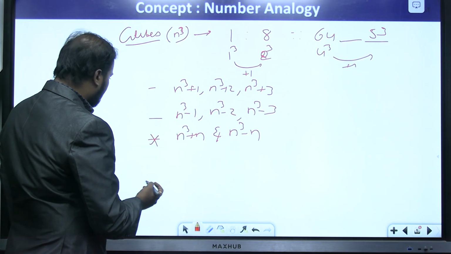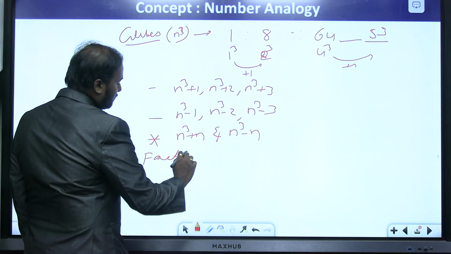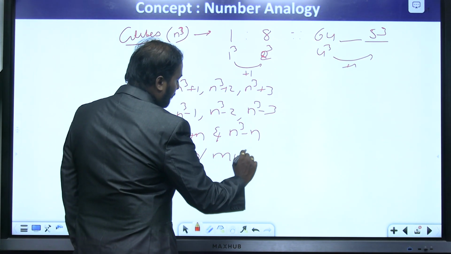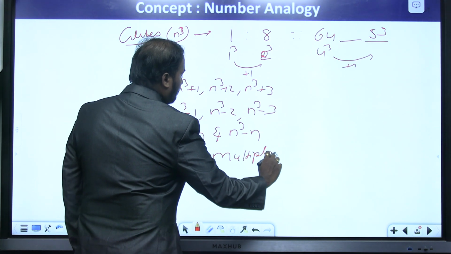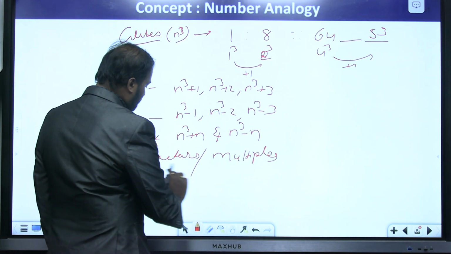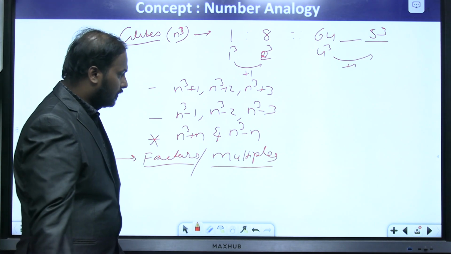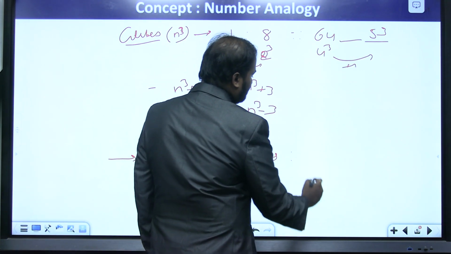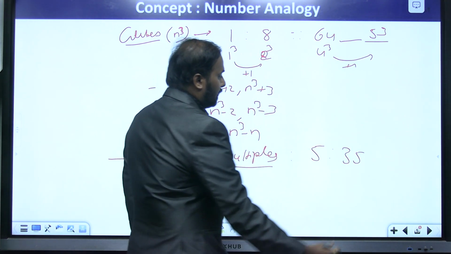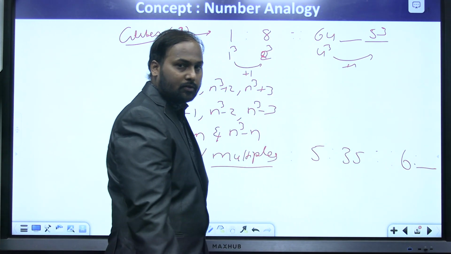There is another format that we can expect in the exam, either the type of factors, or sometimes we can expect it from even multiples as well. So based on factors and multiples. For example, how we can expect the questions from factors and multiples. For example, you take any factor. For example, I am taking like this, 5, 35. Similarly, 6, how much? So this kind of questions can be expected.